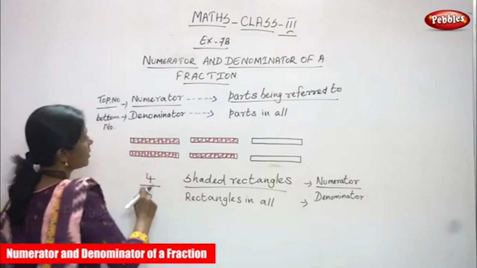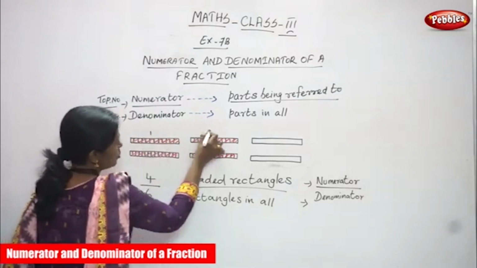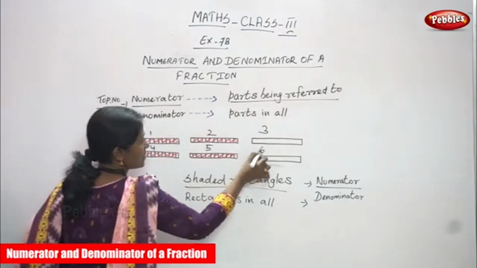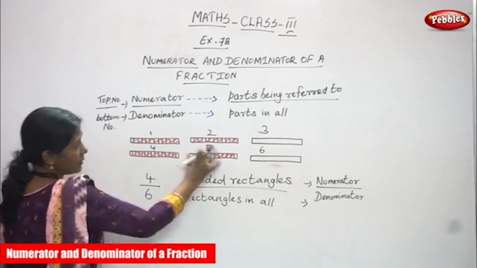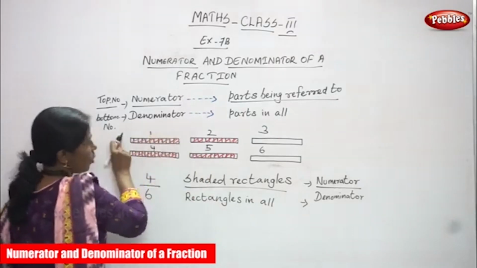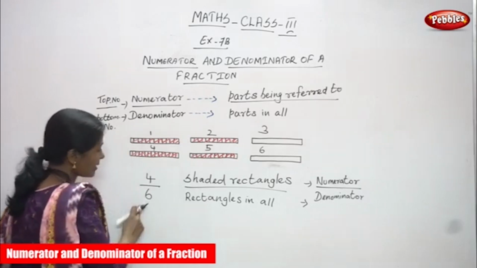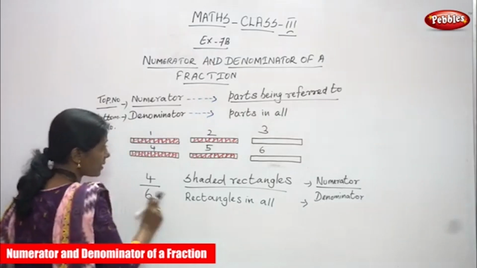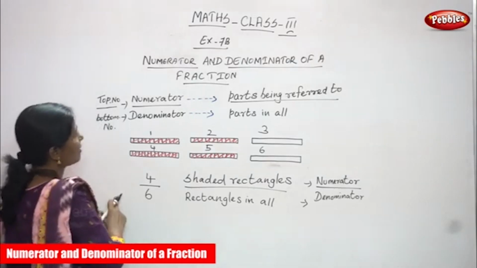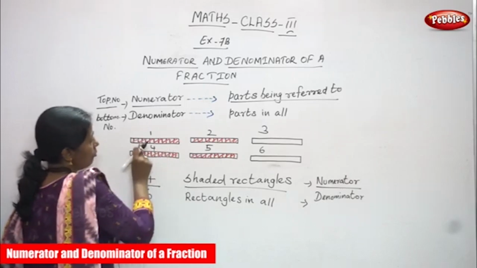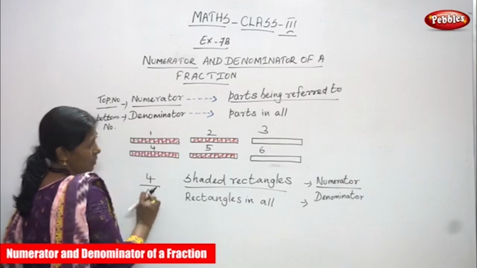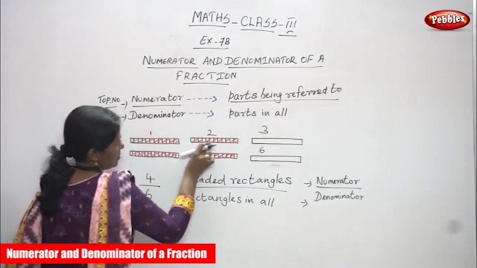Look at these rectangles: 1, 2, 3, 4, 5, 6. The total number of rectangles is called the denominator, the bottom number. So 6 is the denominator, the bottom number. It's the total number of rectangles, that is parts in all. Now we are going to shade how many rectangles? 1, 2, 3 and 4. That is 4 rectangles.